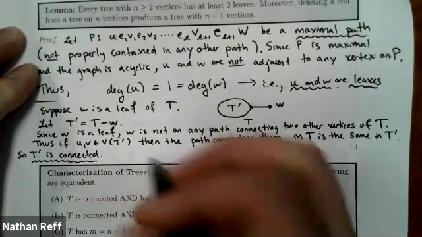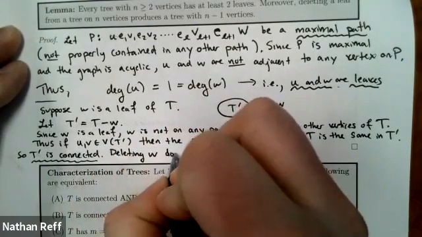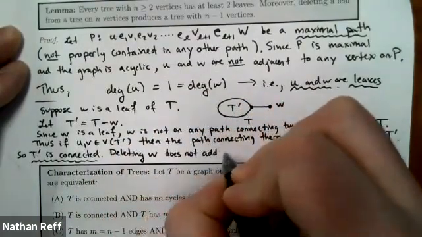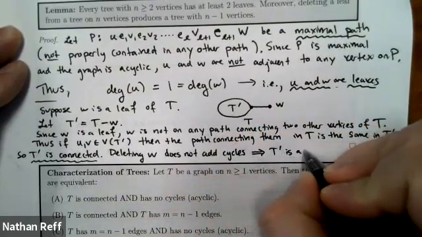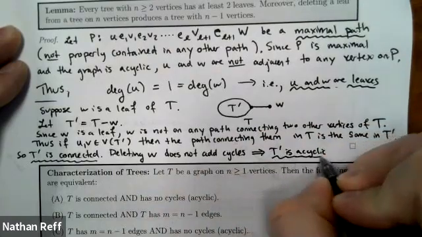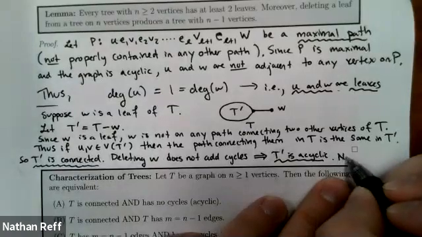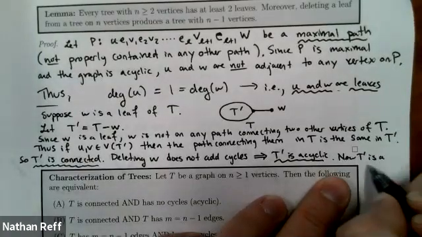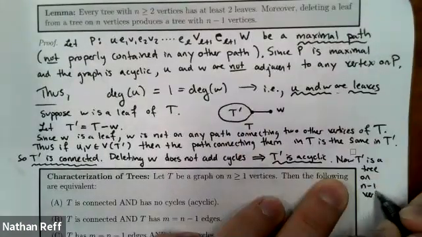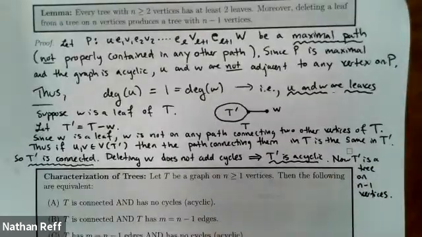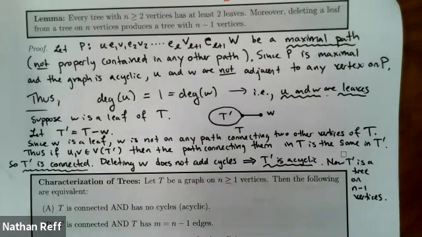So deleting W does not add cycles, and therefore T prime is acyclic. And then these two things together will tell you that it's a tree. Now T prime is a tree on n minus 1 vertices, right? By deleting W, you're just removing that one vertex. Okay, so not so bad.